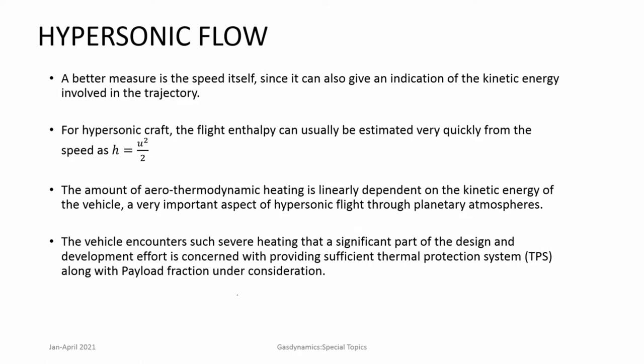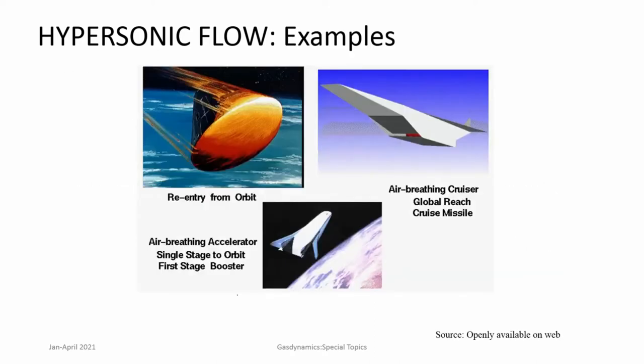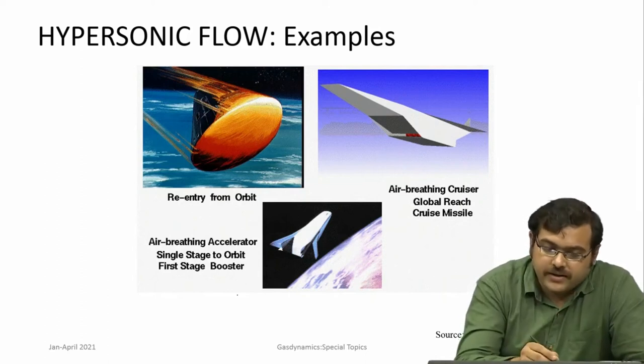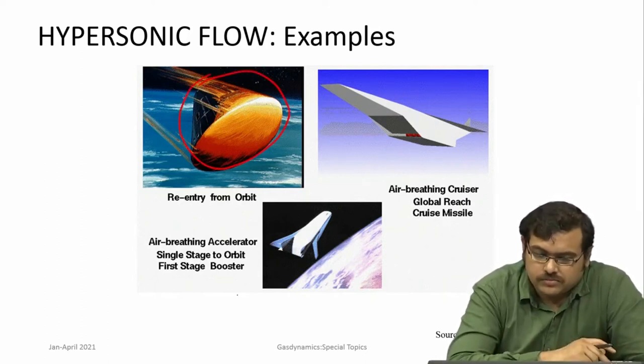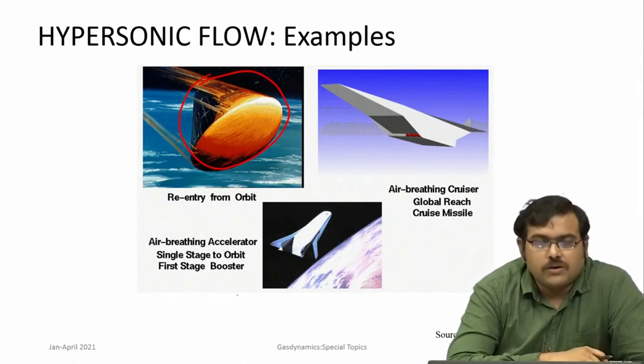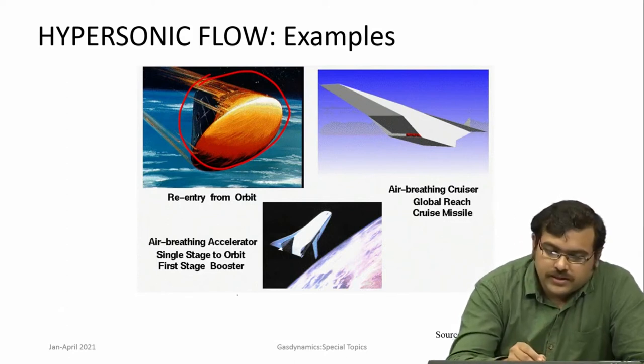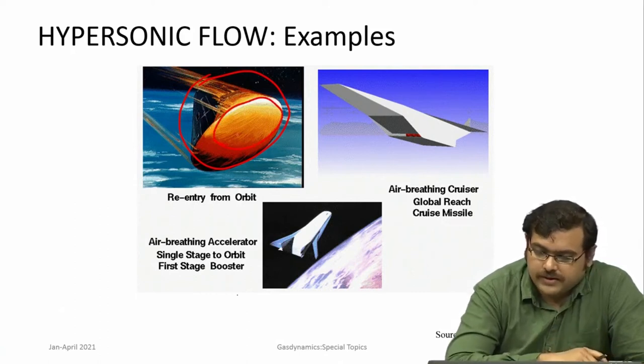In such hypersonic flow cases, we always have to protect the vehicle. The thermal protection system is important, and it plays a dominant role in deciding the weight of the vehicle, how much payload it can carry and all such things. So, examples of such, these are taken from what is available on the open web. One is a case of re-entry of a capsule. It can be containing humans or some experimental capsules. As they enter the Earth's atmosphere, they undergo significant heating, which is also shown over here.